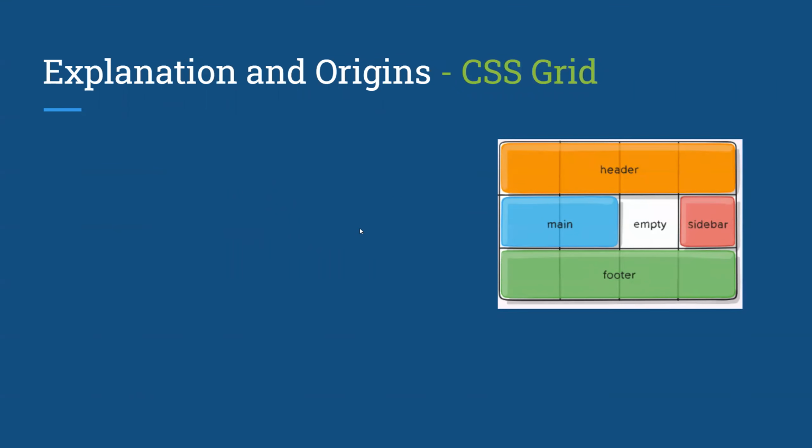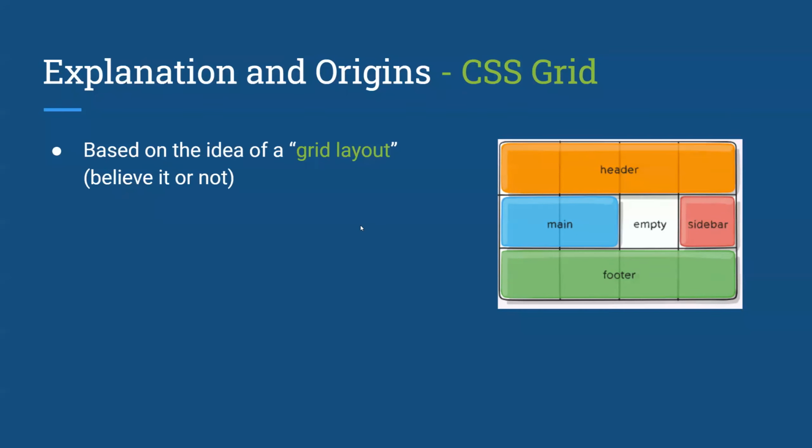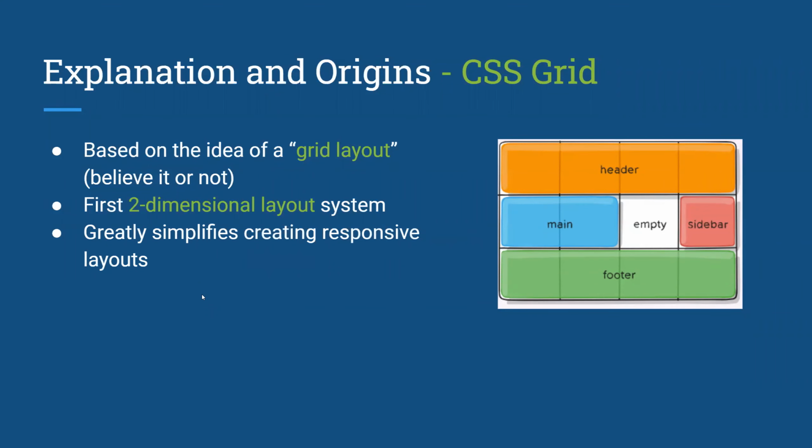Okay, and then CSS Grid. CSS Grid is fairly new. A lot of people don't know about it or don't really use it, but it's based on the idea of a grid layout, if you can believe that. And it's the first two-dimensional layout system. We talked about how Flexbox is one-dimensional. You define a row or you define a column. With CSS Grid, you can actually define your entire page and how elements behave at a grid level. So it's really great for creating responsive layouts and defining the entire layout of your page very simply.